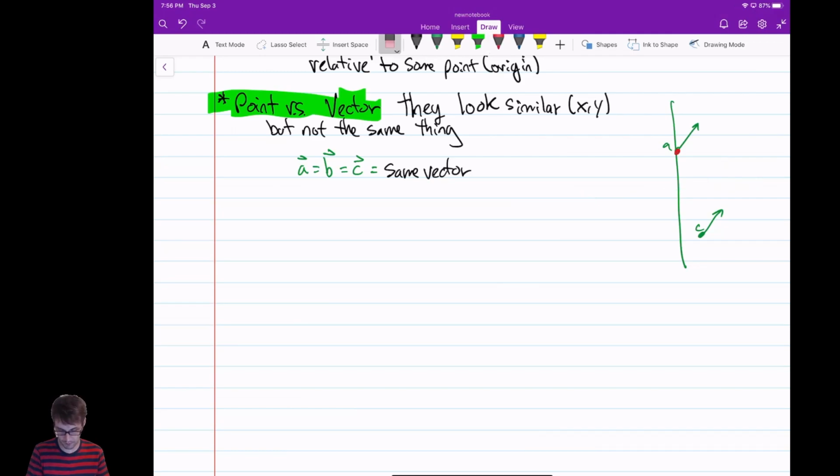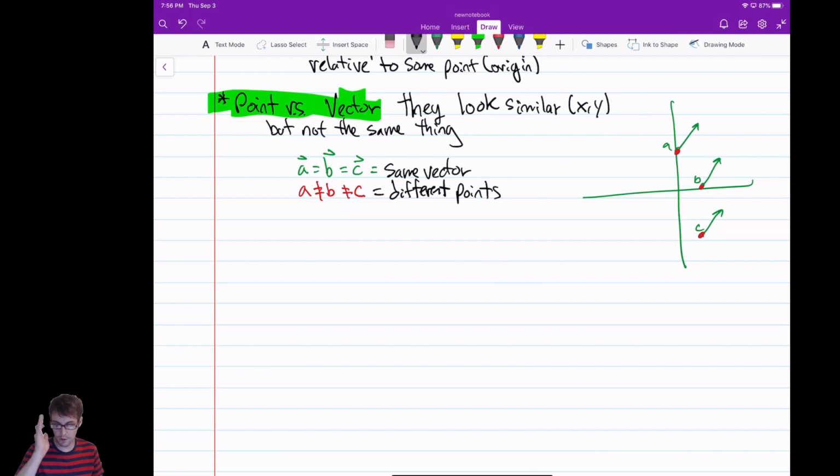But if I draw the points, that's not what I intended. If I draw the points here, those red points, A, B, and C, you can see they're very different points. A does not equal B and certainly doesn't equal C. These are different points, right? So it's pretty simple, really. A vector, even though it might have the same numbers, 3, 4, being a direction versus 3, 4 being a point are very different.